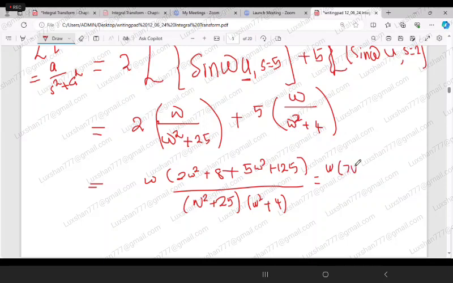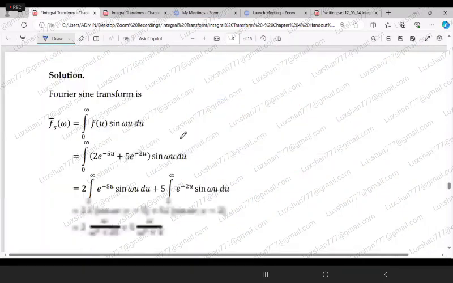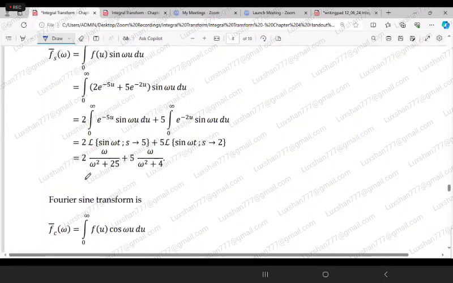7 omega squared plus 133, divided by omega squared plus 25 into omega squared plus 4. We'll check the answer. Yeah, that is the answer. Okay, that is the answer.